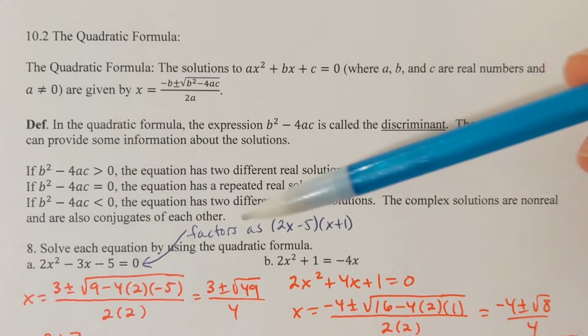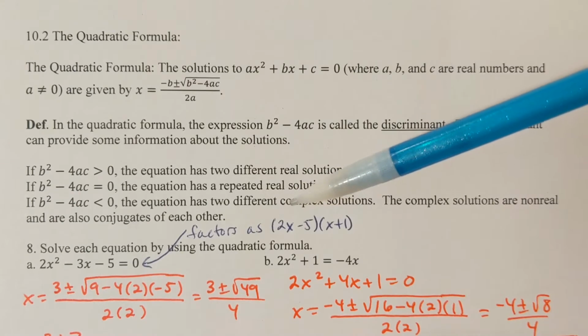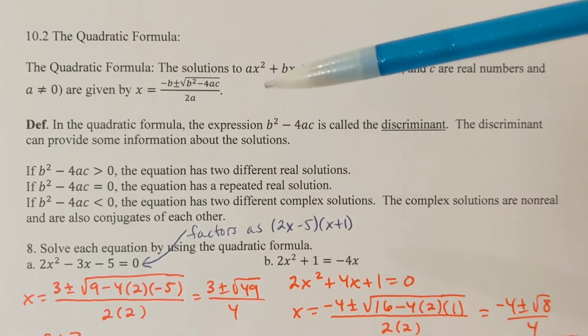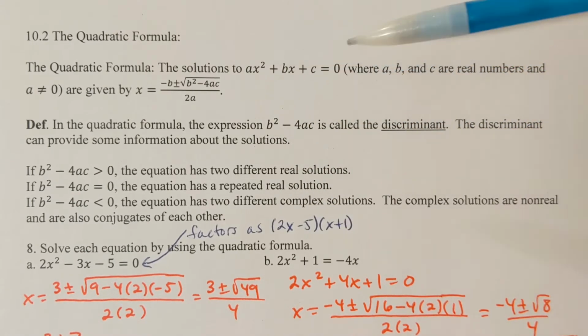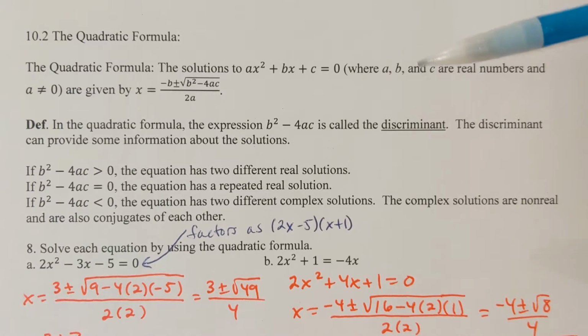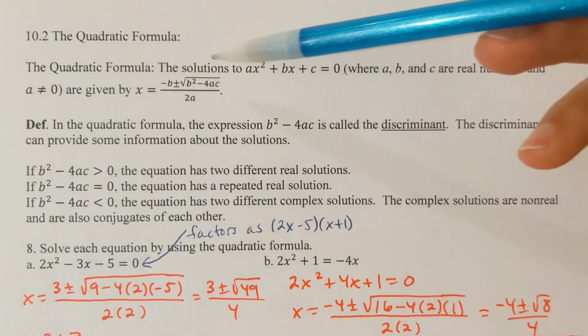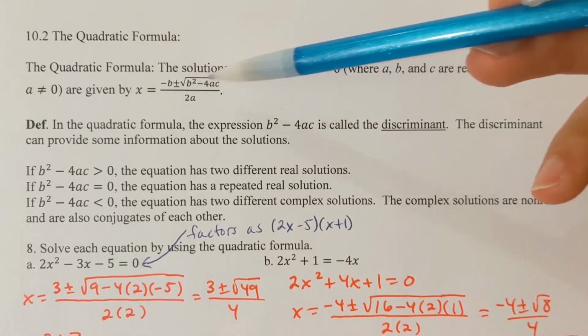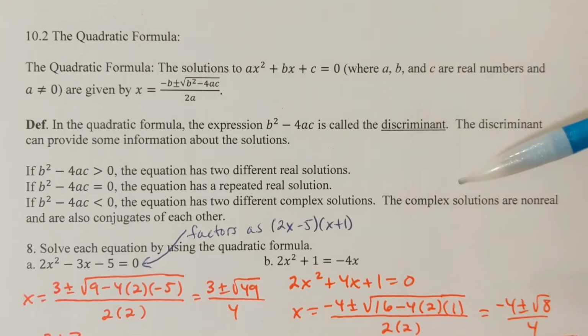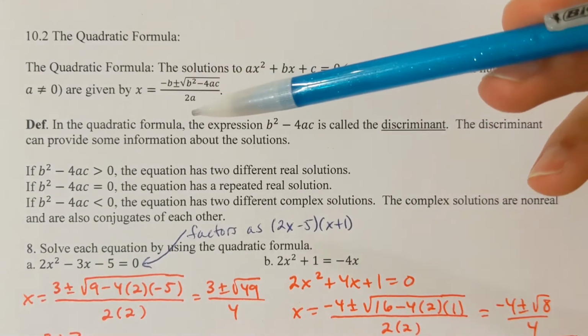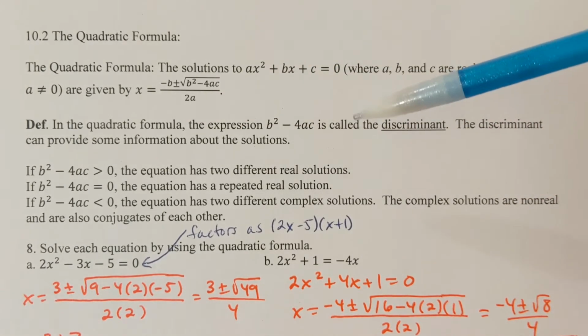Now, we'll look at some examples of using the formula in just a moment, but one of the things that we usually care about when we're doing a calculation with the quadratic formula is the discriminant of the quadratic. The resulting number that is underneath the radical in this formula is called the discriminant. Okay, the discriminant can provide some information about the solutions.